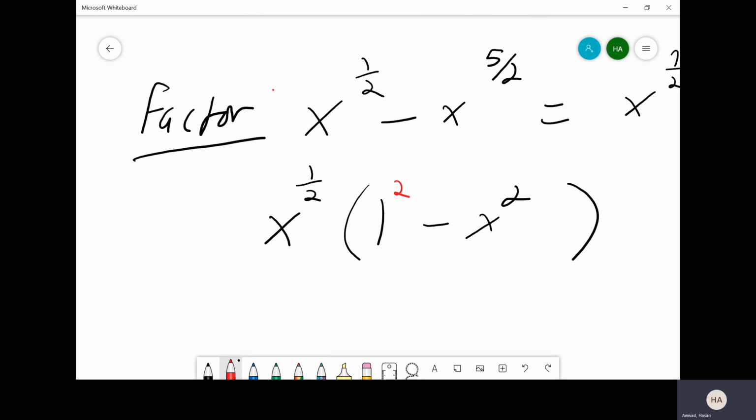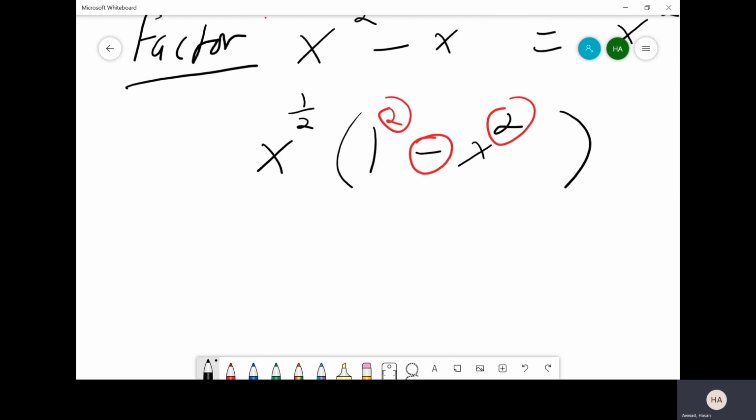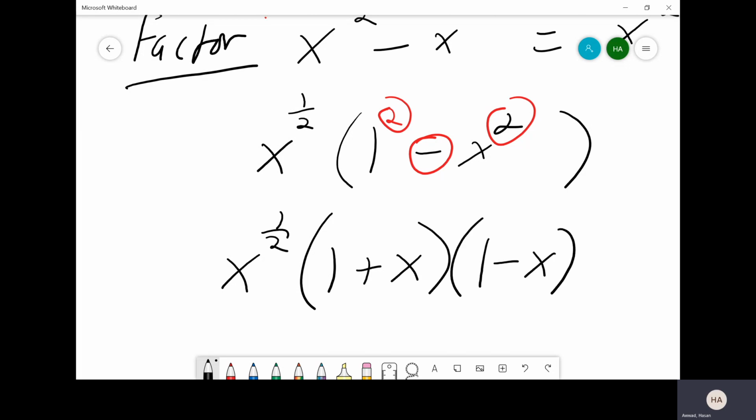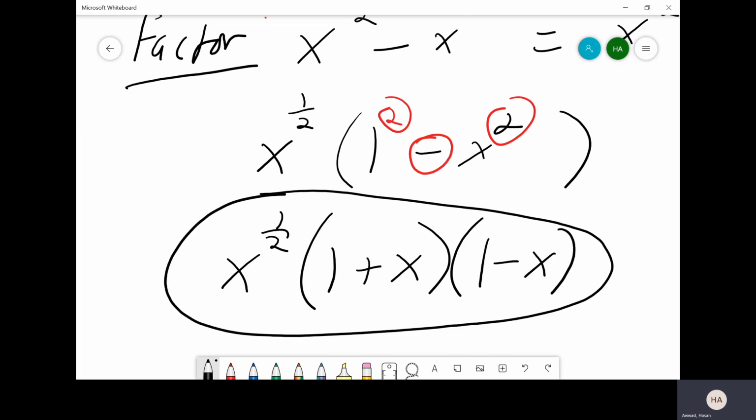And we say, oh, we have a square, we have another square. So we have a square here, we have a square here, and we have a difference. This is a difference of squares, right? So we're going to keep the x to the 1/2 out. And to factor a difference of squares, we get a plus b times a minus b, right? What is my a? My a in this case is going to be 1 plus x, and then 1 minus x. And now we are done. And that is it.